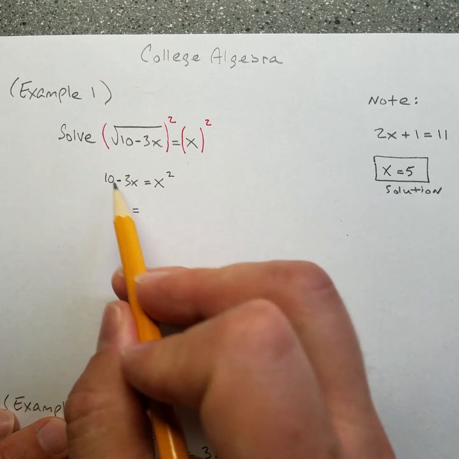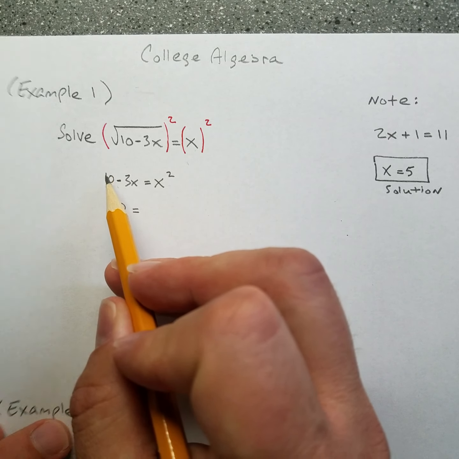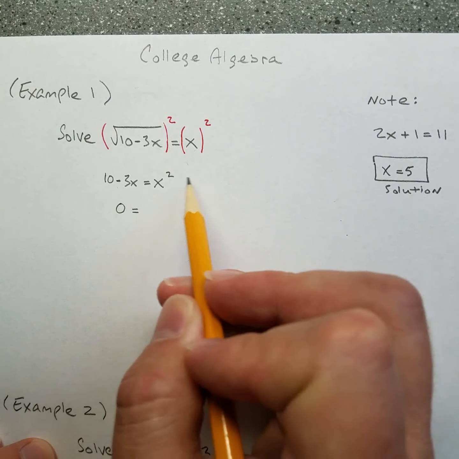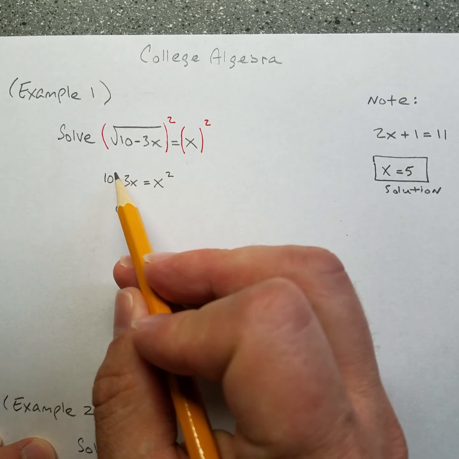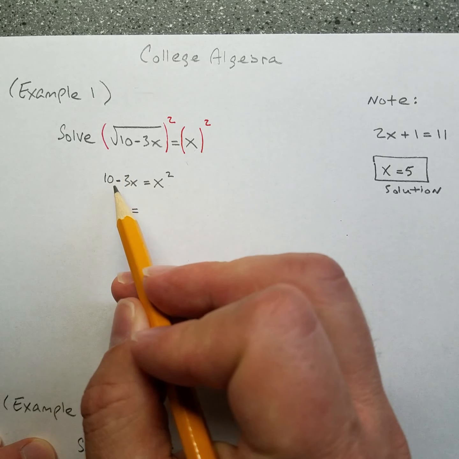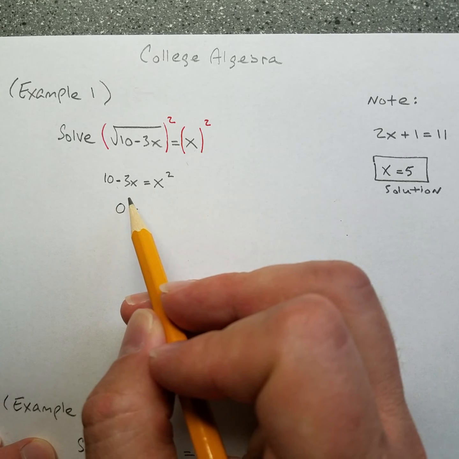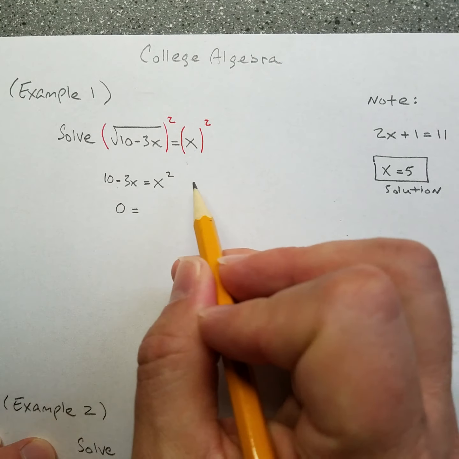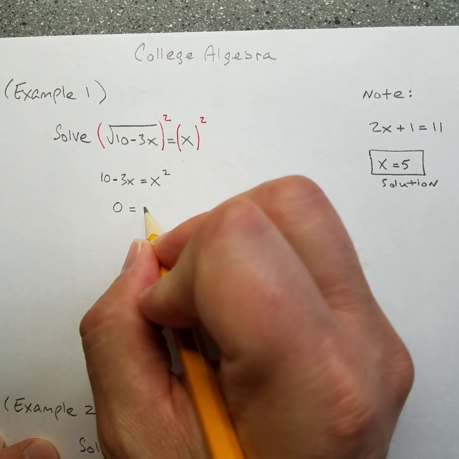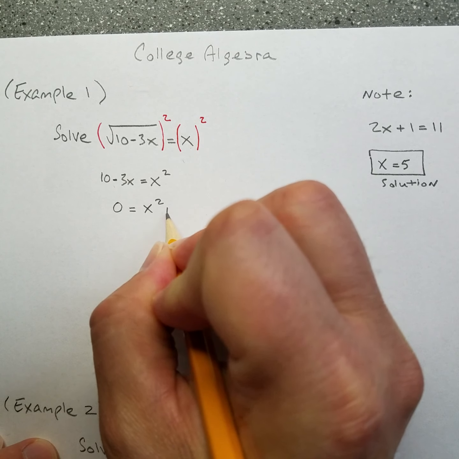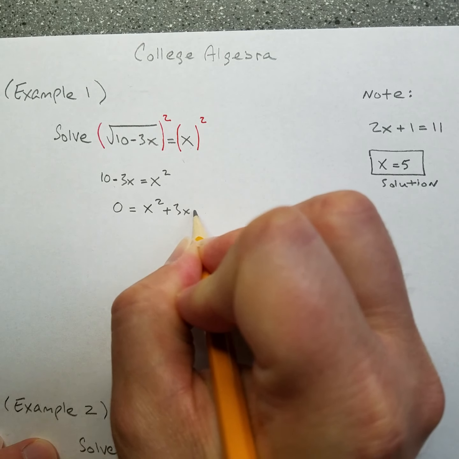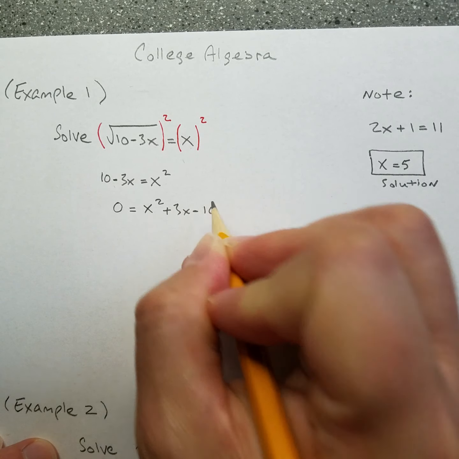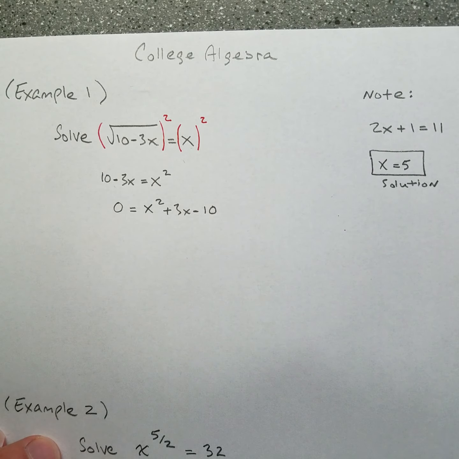So I'll subtract a 10, and that'll make, what's 10 minus 10? It's nothing, it's gone, and I get negative 10 over there. And I would add 3x. What's negative 3x plus 3x? It's nothing, it's gone. Leaves me 0, nothing. I get a plus 3x on the other side. So I'm going to get an x squared, a plus 3x, and a minus 10. All right? Okay.